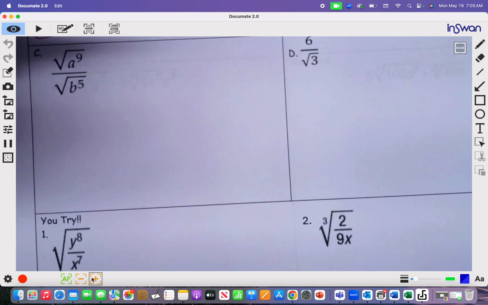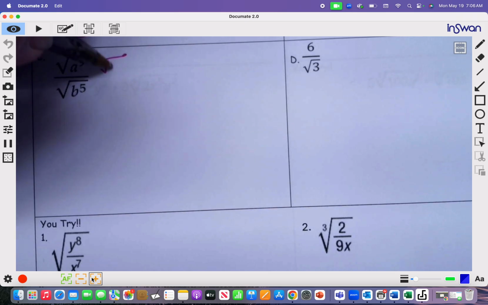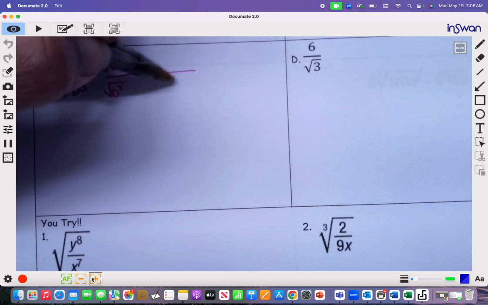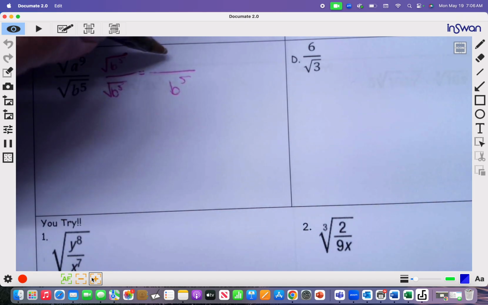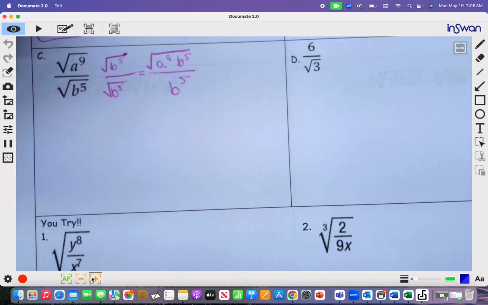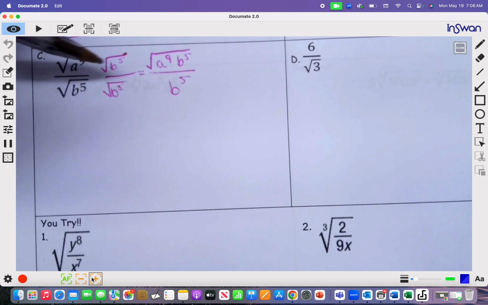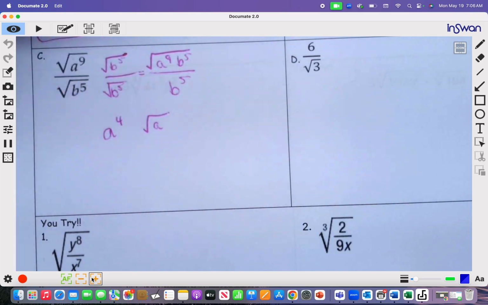Okay, so again, same on this one. You could simplify first or second. It doesn't make a difference, but let's just multiply the top and the bottom by radical b to the 5th. On the bottom, I just have a b to the 5th. On the top, I have a to the 9th and b to the 5th under the radical. That needs to be simplified. The closest number that's divisible by 2 is an 8. So 8 divided by 2 is 4. On the outside, I have a to the 4th with an a left over on the inside.